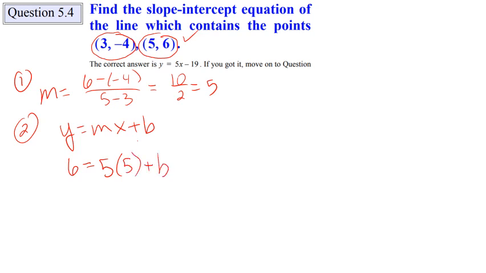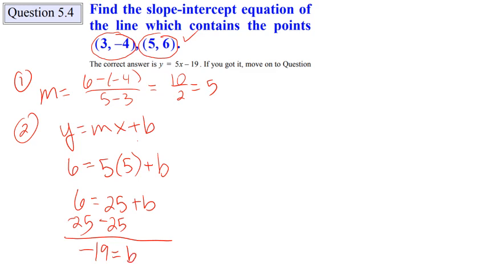And the only thing that we don't know is what b is. So b represents the y-intercept. And so we're going to solve this equation for b. 5 times 5 is 25. Subtract 25 on both sides and get -19 equals b.